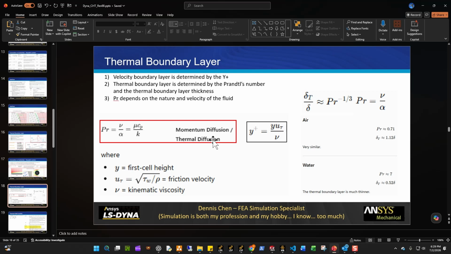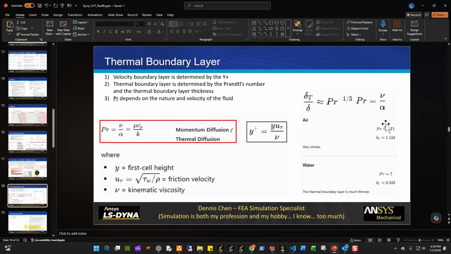Basically, the thermal boundary layer and the velocity boundary layer have a relationship with respect to the Prandtl number, to the order of -1/3, and the Prandtl number is your momentum diffusion versus your thermal diffusion. This is something that you can look at.